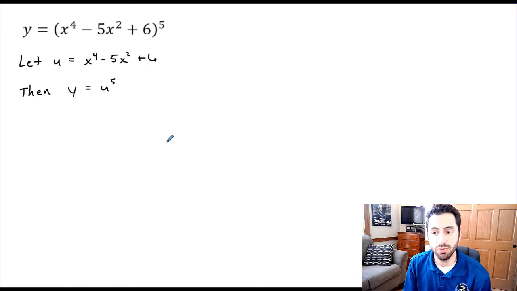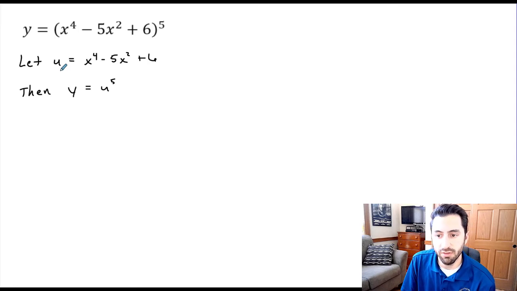I can simply use the power rule. I can also easily find the derivative of u by also using the power rule. So my chain rule, I need the derivative of the outside and the derivative of the inside.